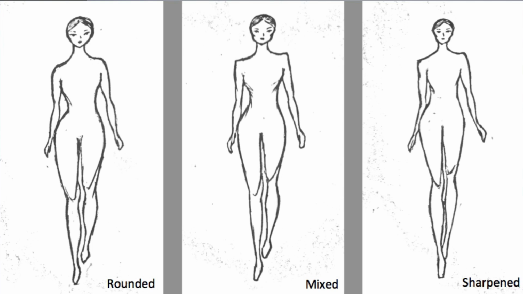And of course, these are just guidelines, right? These are not set in stone types, and there are continuums and spectrums of every single type, and they do morph into each other. You can be in between rounded and mixed, or in between mixed and sharpened, and things like that. So let's check out a rounded outfit example.